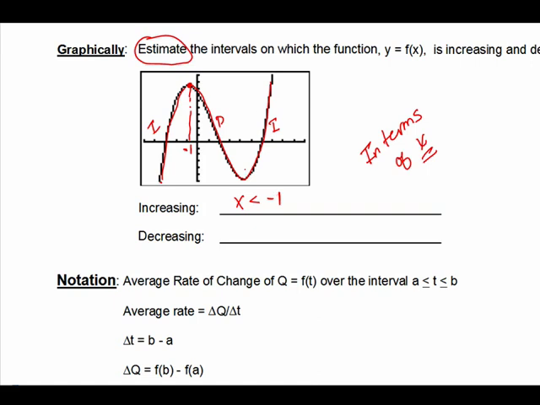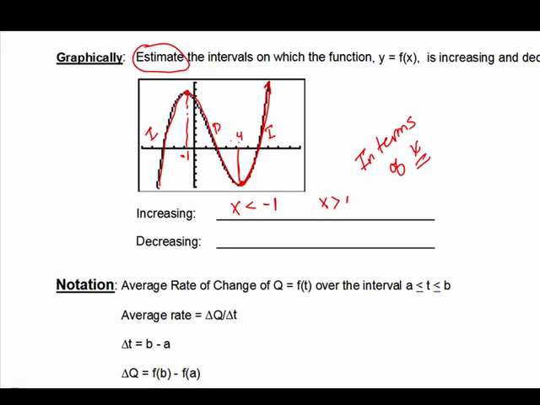It's also increasing over on the other tail from this minimum point forever on. What are those x's? Well, let's see. That's 1, 2, 3, 4. What do you say? We'll call it 4. So it's increasing for every x bigger than 4. So we'll say x bigger than 4.